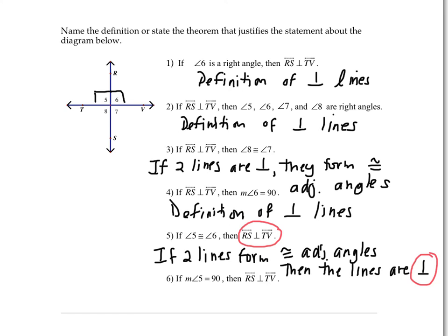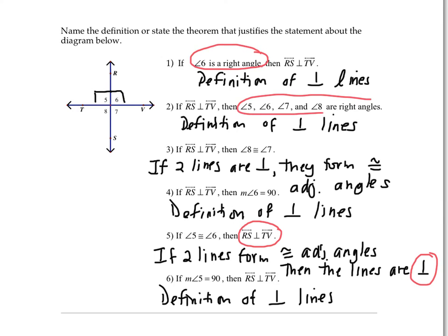Okay. And finally, in number 6, it says, if the measure of angle 5 is equal to 90 degrees, then line RS is perpendicular to line TV. And that's one final example where we are using the definition of perpendicular lines. Notice that when we are using the definition, it either mentions that an angle is a right angle, that all 4 angles are right angles, or that an angle has a measure of 90 degrees. Okay?